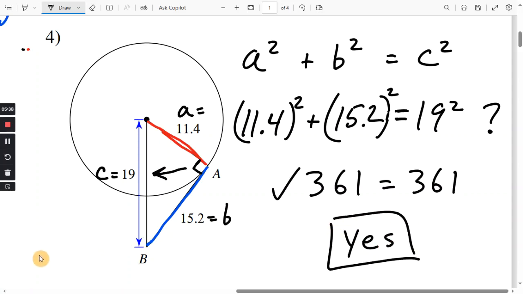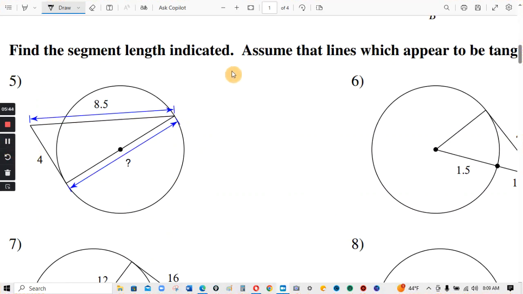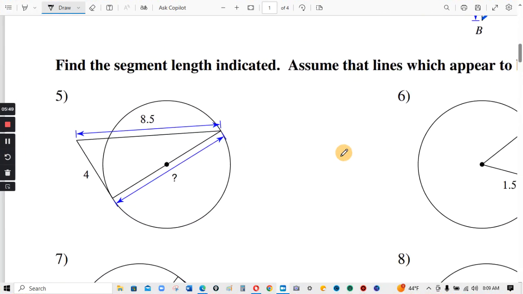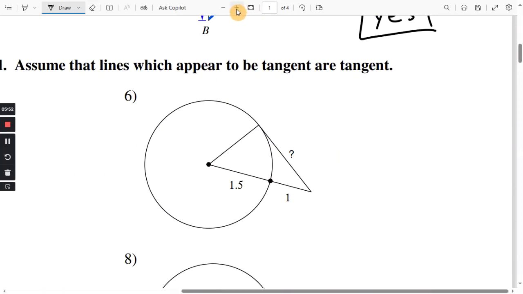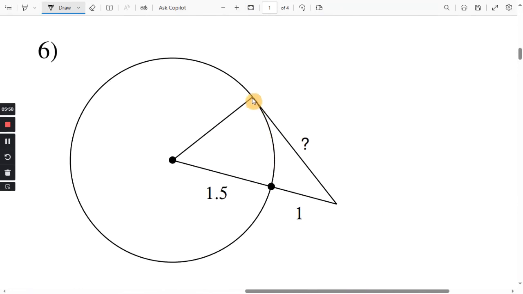So 2 and 3 are the same thing. Next section: find the segment length indicated. Assume that lines which appear to be tangent are tangent. Let's go right to number 6. To me, this one here appears to be tangent. This right here is the center. This right here is definitely a radius, and this one right here is also a radius. So if the radius is 1.5 here, it's also going to be 1.5 right there.